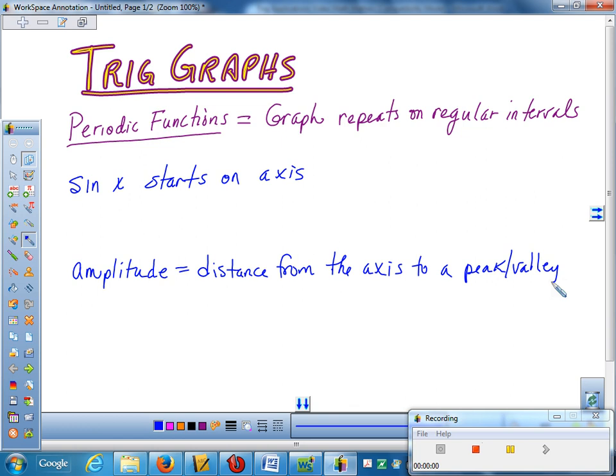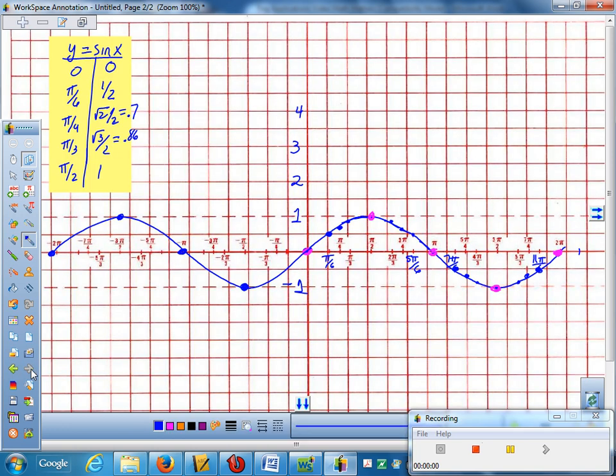So if I go back to that, what was the distance from the axis to the tallest point on the wave, how high did it get? One. Normal amplitude is 1 for sine or cosine. Are we going to be able to change that? Absolutely, yes, we are. But normal amplitude is 1. So that's one thing you have to know: the amplitude is the height of the wave.